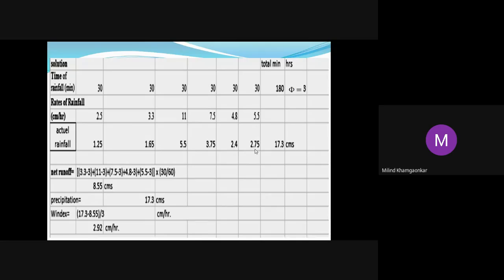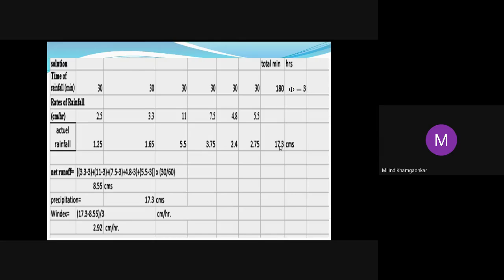I again request you, as you have opened your notebooks, please note somewhere how I have calculated this for the half hour duration, 30 minutes. The total of all this precipitation is 17.3 centimeters. So this is our first answer, that they have asked us to find out, the rainfall. So 1/3 marks you will get in this.